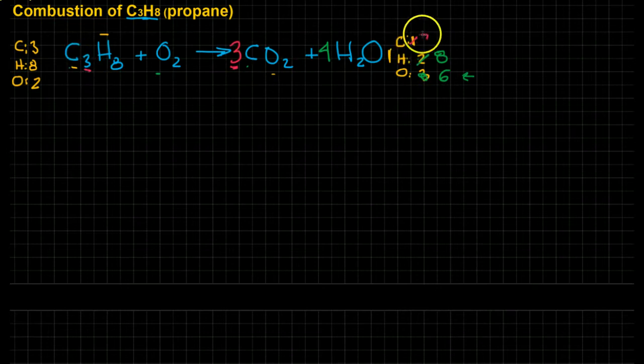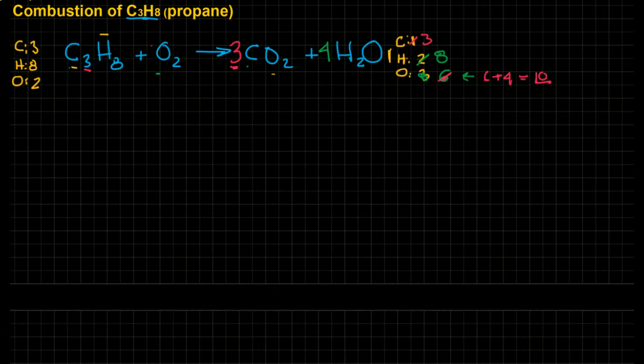That's going to be 3 carbons, but now I've got 3 times 2 is 6, okay, plus 4 times 1 is 4. So now I've got 10. Hey, this one worked out pretty easily. So that's 10 oxygen atoms. And over here, I've got 2. Well, that's an easy fix, right?